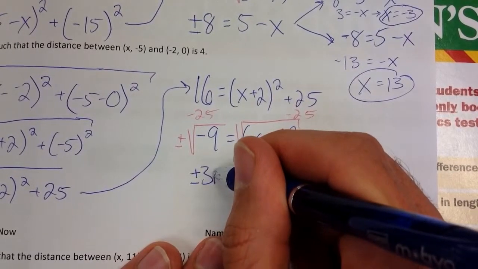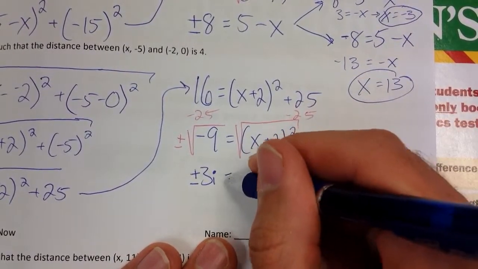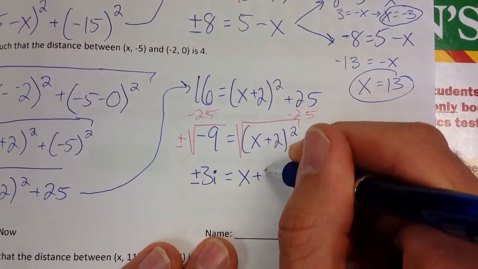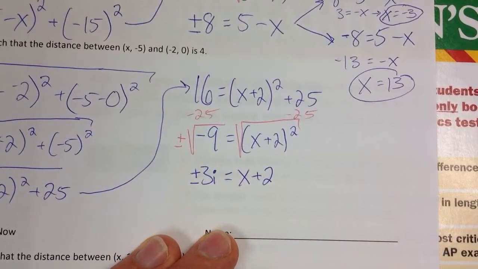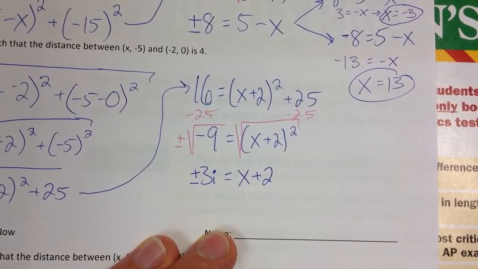i is the imaginary number. It's the square root of negative 1. But we don't plot i on the Cartesian coordinate plane. The x and the y have to be real numbers, not imaginary numbers. So what's implied here is that there is no solution.